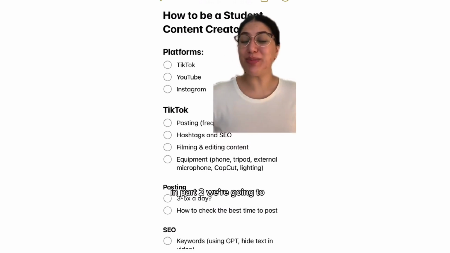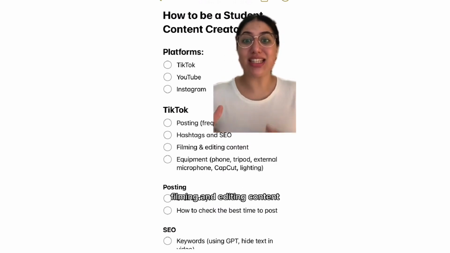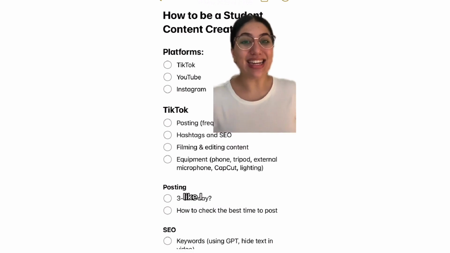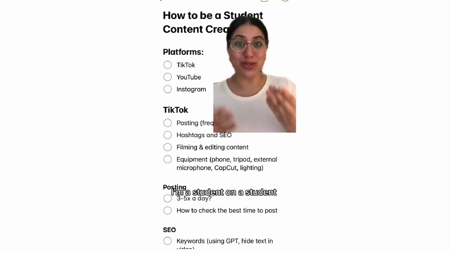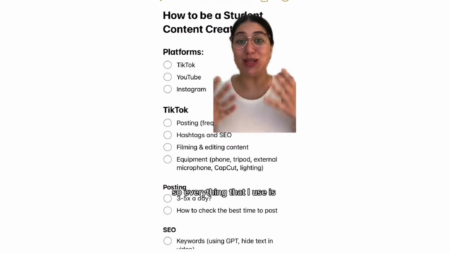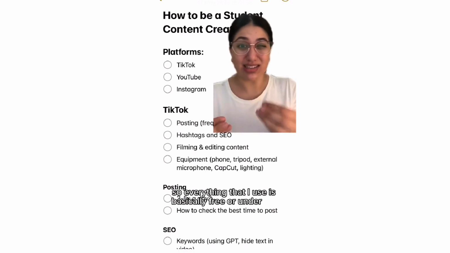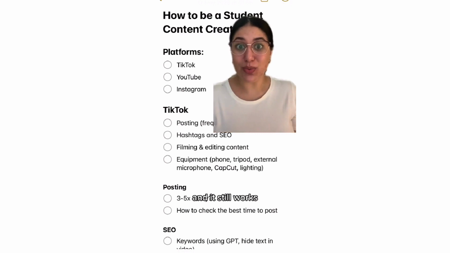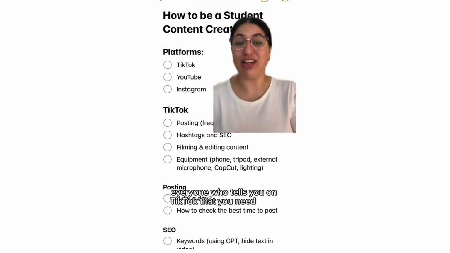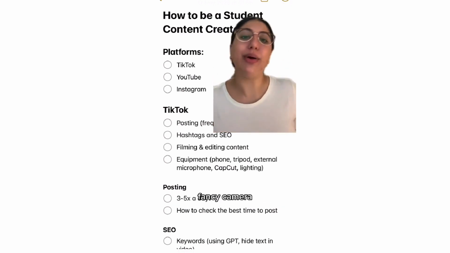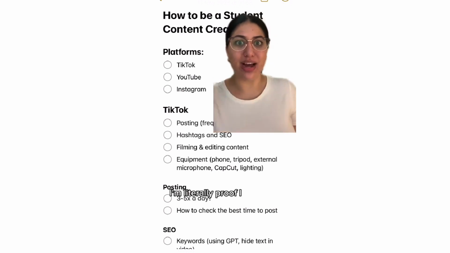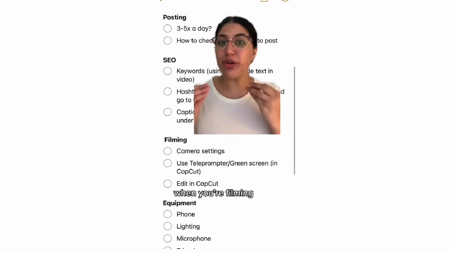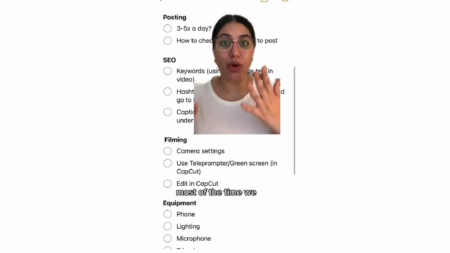In part 2, we're going to be going over filming and editing content, as well as the equipment that I use. Like I said in part 1, I'm a student on a student budget, so everything that I use is basically free or under $10. But I do like to keep things as cheap as possible. And it still works. Everyone who tells you on TikTok that you need fancy equipment, fancy phone, fancy camera, you don't need it. I'm literally proof. I have 115,000 followers. When you're filming your actual videos, most of the time we are using our phone.